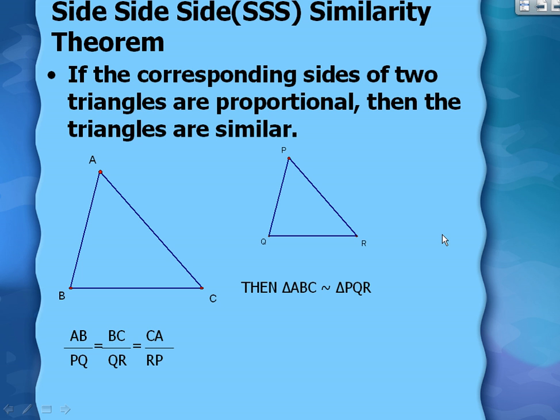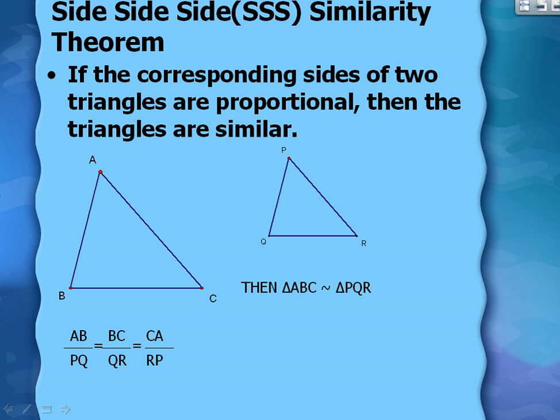So one of them is side, side, side. Now this is a little different than the side, side, side we're already familiar with. If we go back earlier in the year when we were talking about triangle congruence, we said that if the three sides of one triangle were congruent to the three sides of another triangle, then the triangles were congruent. This is different. This is a similarity relationship, not congruence. What we're saying here is if the ratios of the lengths of the three sides are all proportional, they're all in the same proportion, then you know the triangles are similar.